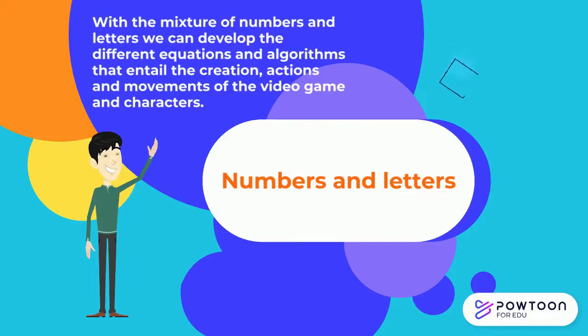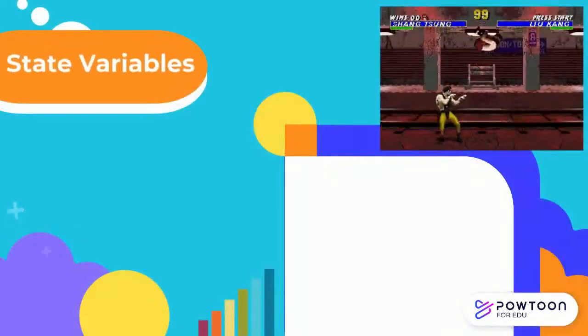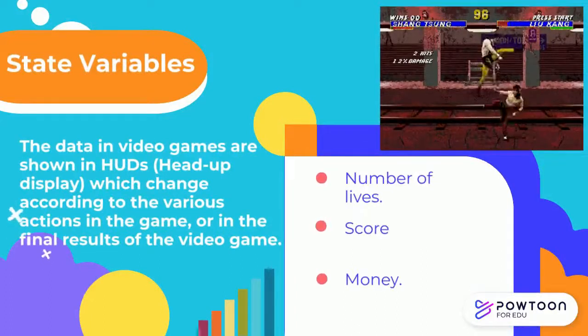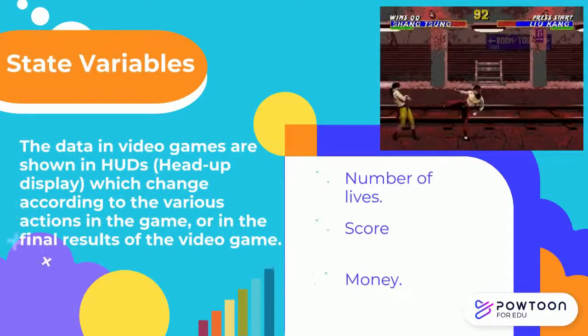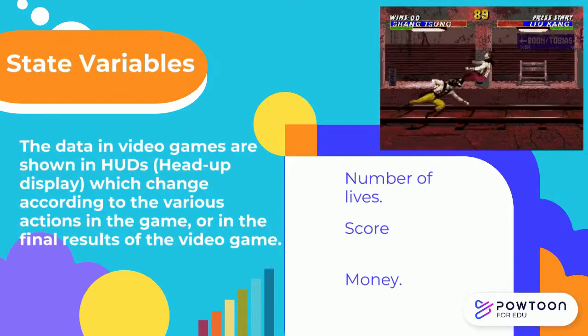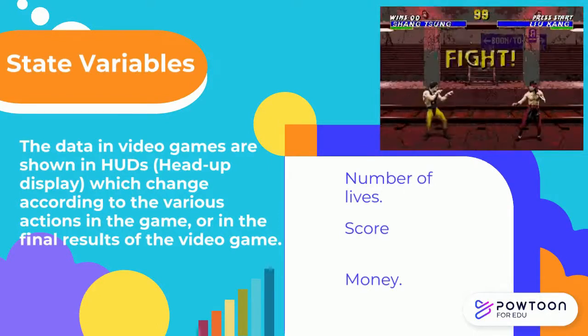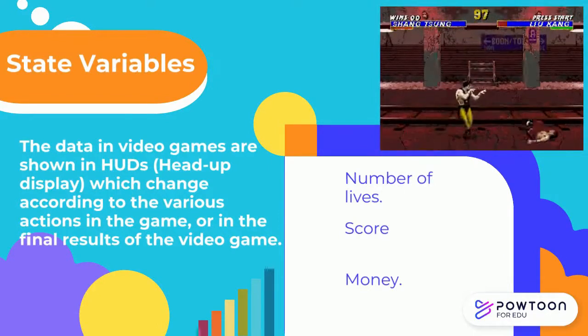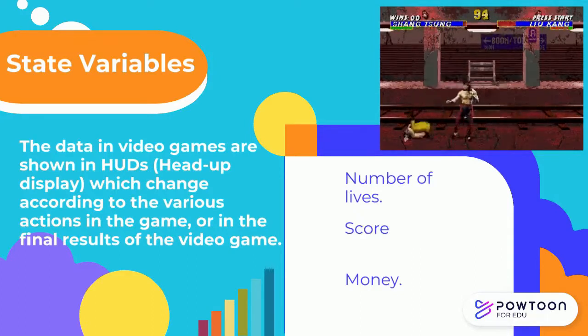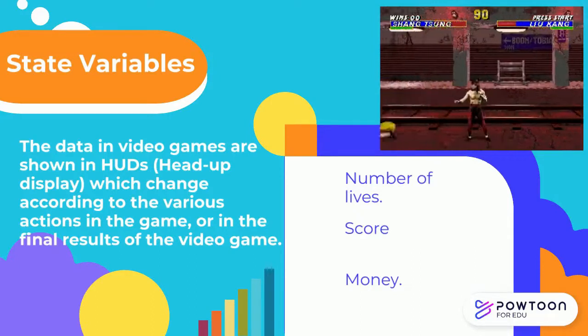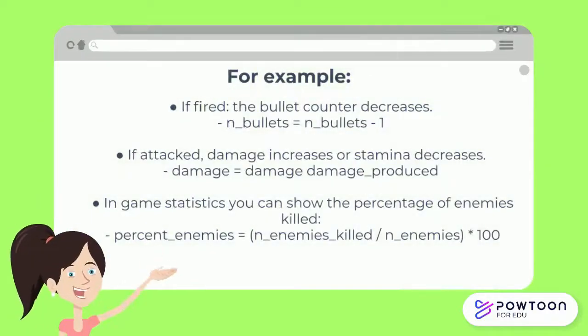In video games, we can use state variables. Much of the data in video games is simple operations like addition and subtraction. This data shown in the HUDs changes according to the various actions in the game or in the final result. For example, if the player fires, then the bullet container decreases, because for every shot the number of bullets is equal to the number of bullets minus 1.